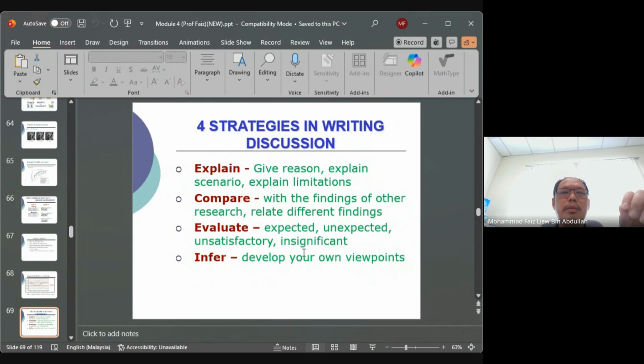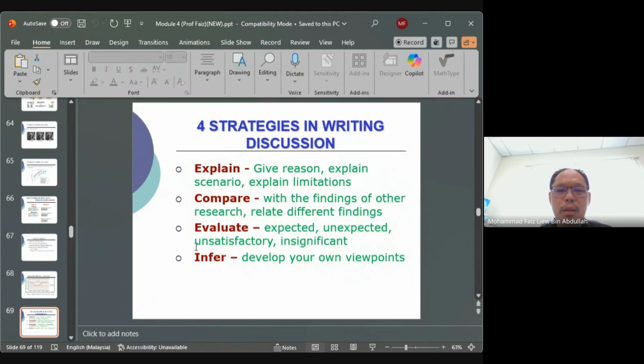So that one is insignificant. But when you show the picture of the graph, you can also write in the statement that those small tiny peaks are insignificant, or maybe the value is too small. When you calculate it, it will be infinity or a negative value, so it can be ignored. Okay. So infer means develop your own viewpoints.